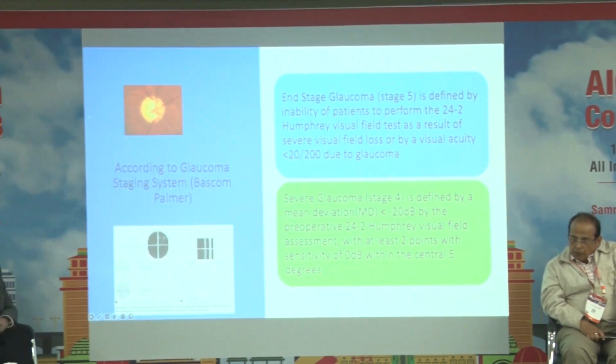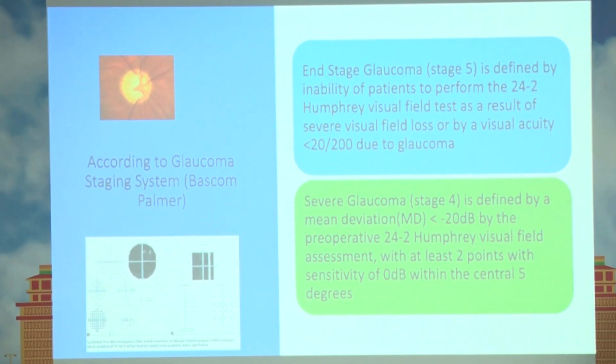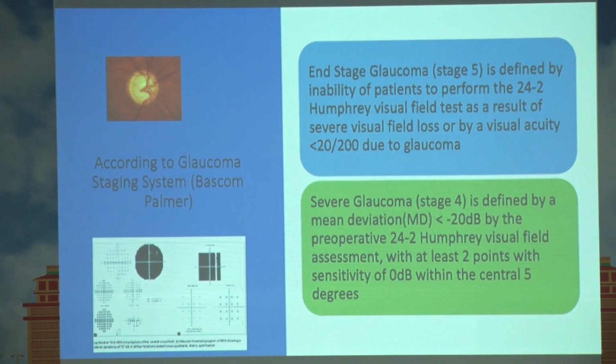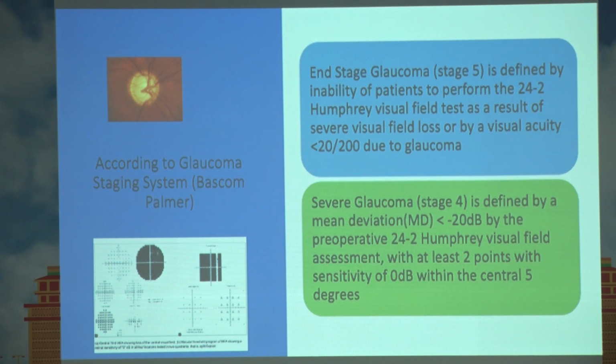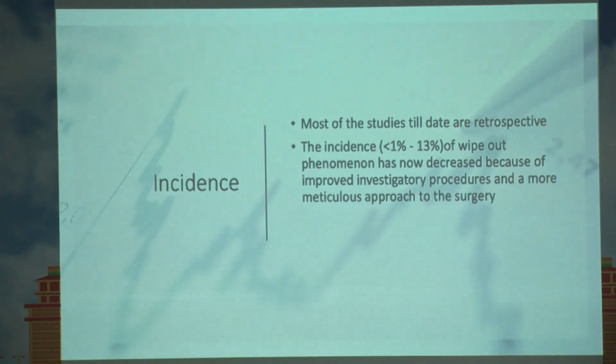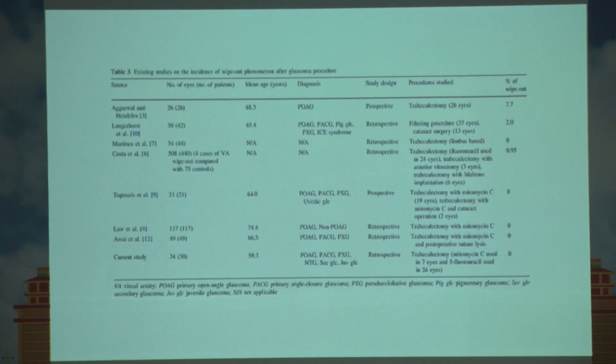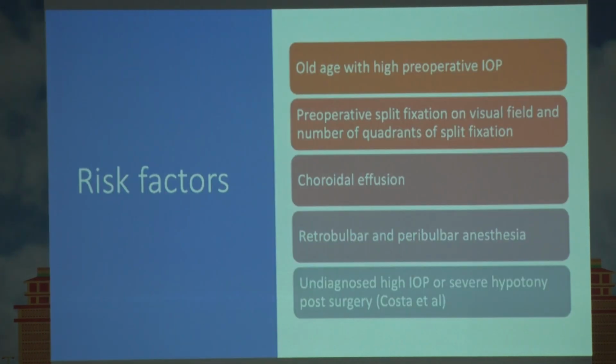That is wipeout phenomena. So you can see these are cases of very advanced glaucomatous damage, or patients where there is some amount of change in the 10-2 macular program. These are the patients who are very prone to developing this wipeout phenomena. So incidence is, as I said, 1% to 13%. The chance of occurrence is there. There are various prospective as well as retrospective studies which present various incidences in these cases. However, the chance is always there.